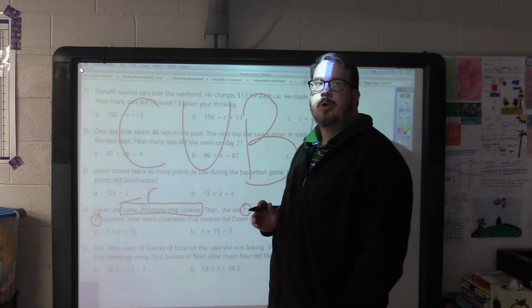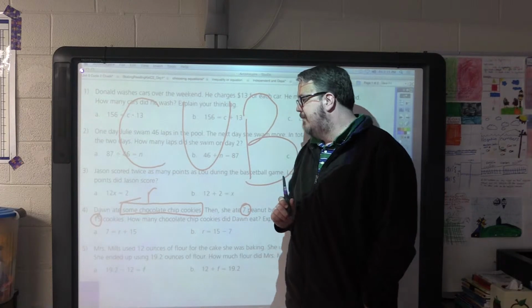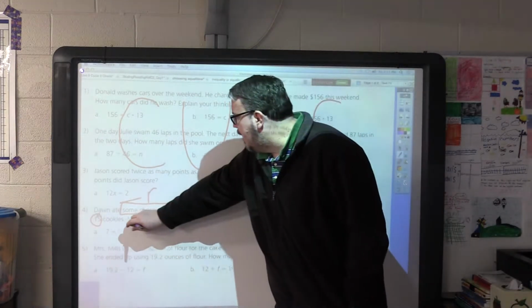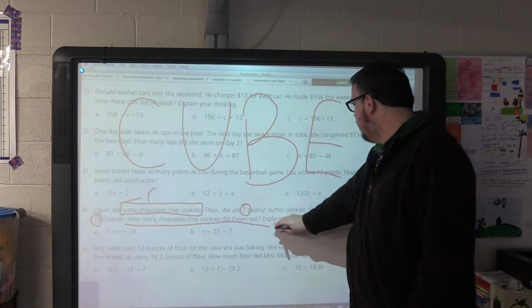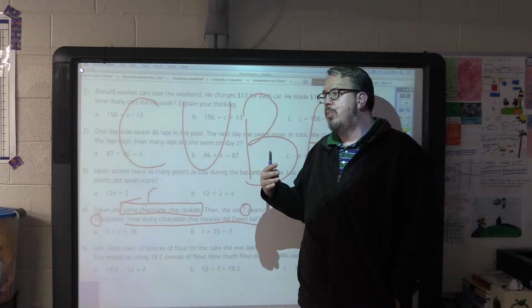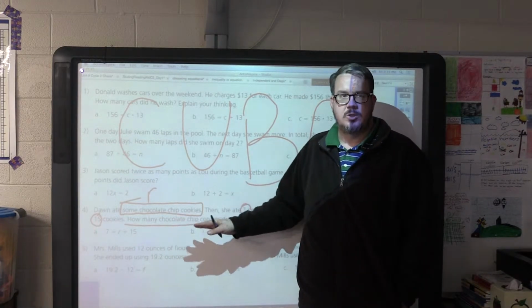I'm going to circle this number because it's also very important. Now I'm going to go through and underline what it is I'm supposed to do. If I were actually going to figure out how many cookies she ate, then I would figure out how many chocolate chip cookies she ate and explain my thinking. But like I said, our primary objective here is to try to figure out which equation goes with our story problem.